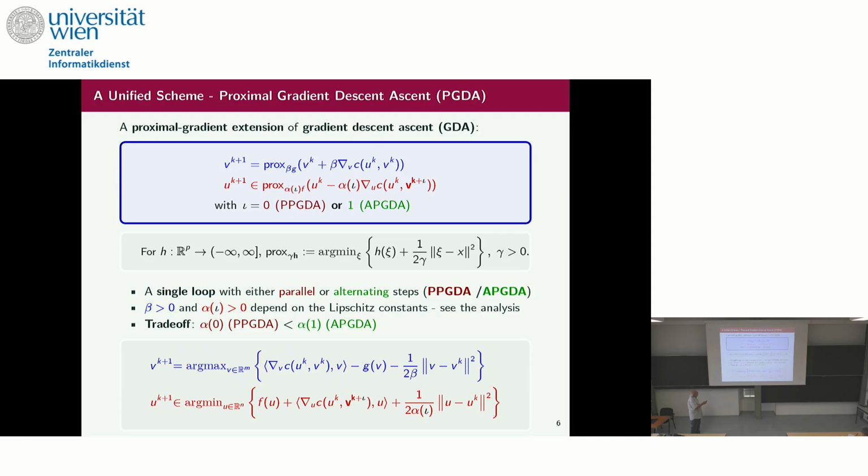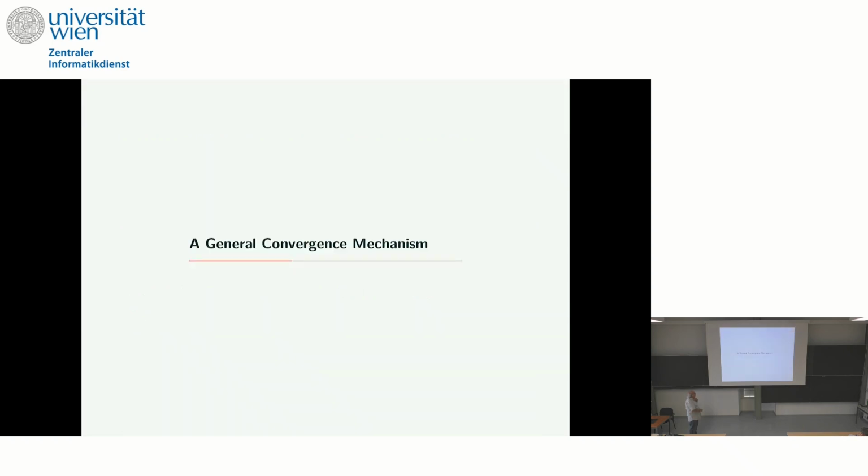But here you can see, for example, that there is a trade-off, and I will show you the formula just for the sake of fun at the end, that indeed we realize here that we get a larger step size when we do alternating prox versus the parallel one. So this is just confirming what people have been experiencing in numerical settings.